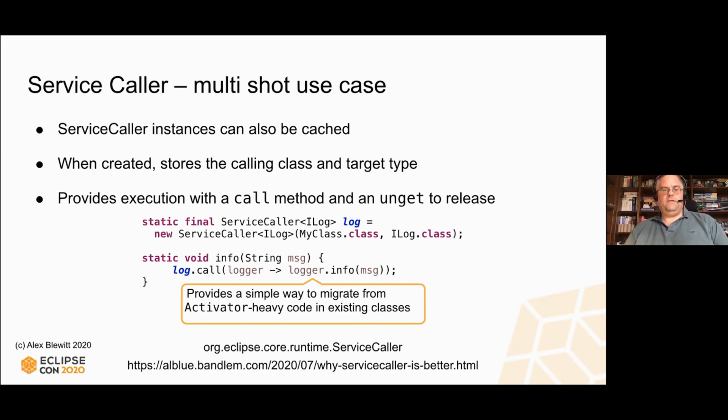One other thing to point out, if the service doesn't exist when you try and do the call, effectively it becomes a no-op. So if you do logger.call and there aren't any instances of ILog, then it just won't do anything. There is a Boolean true and false value that call will return, so you can find out when that's happened and you can take appropriate action if you want to.